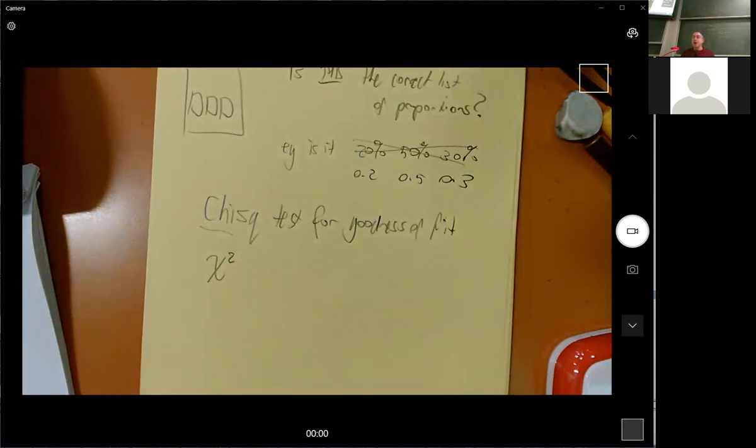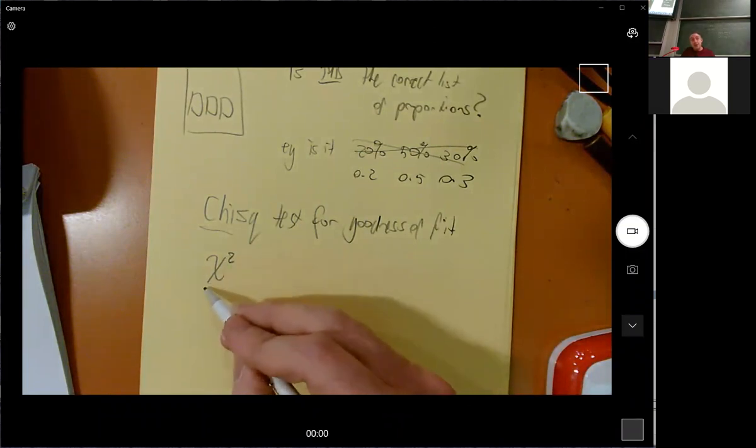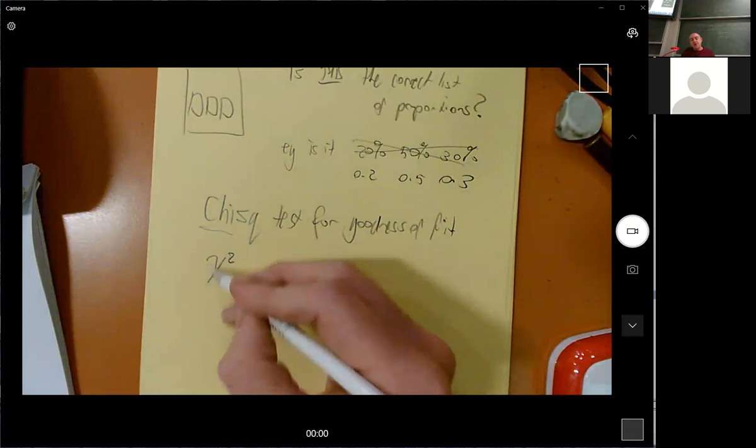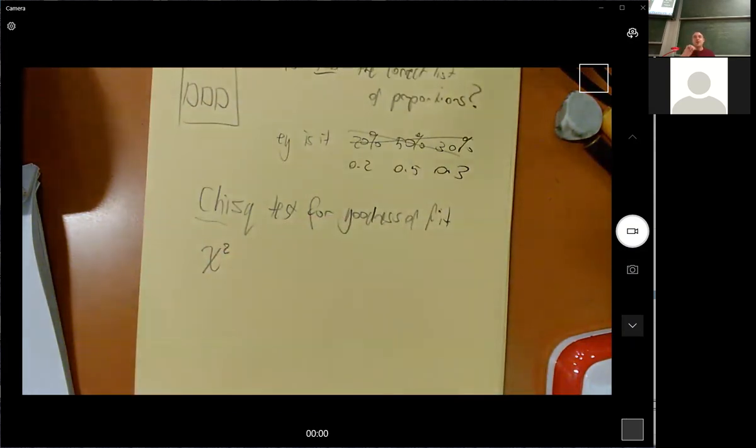Okay, and just so you know how I wrote that, it's a diagonal down backslash, forward slash, and then this one's curved, as opposed to both of them being curved, which is what it is in a script X in algebra. So yeah. Okay, chi-squared test for goodness of fit.